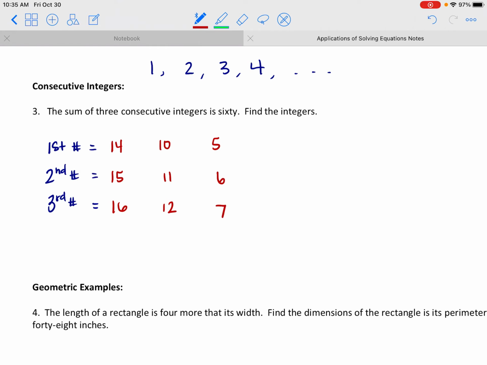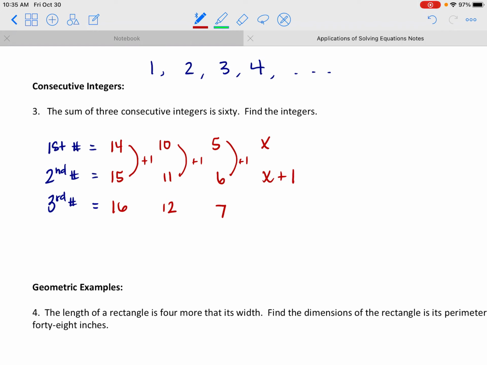So if I don't know my first number, I can call it x. What would the next number have to be? What am I doing to go from 14 to 15, or 10 to 11, or 5 to 6, or from x to my next number? All I'm doing is adding 1, right? Add 1 here, add 1 here, add 1 here. So my next number, if my first number is x, would have to be x plus 1.